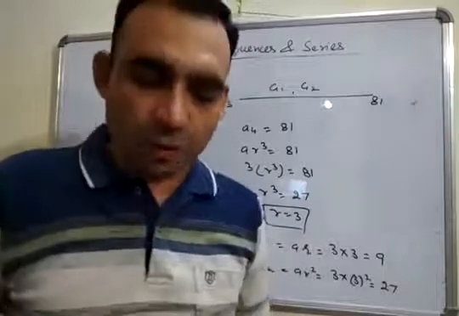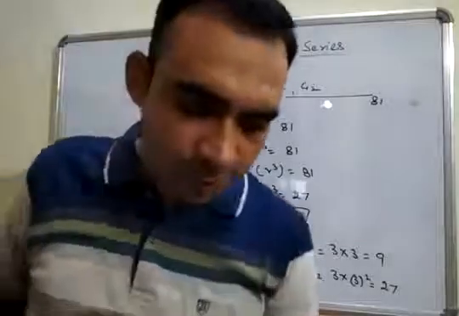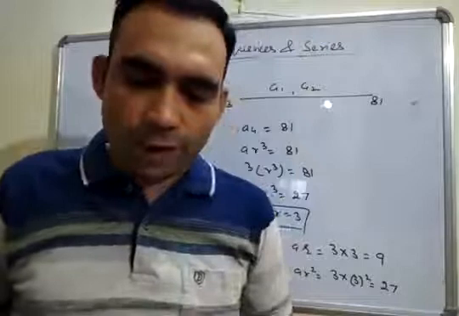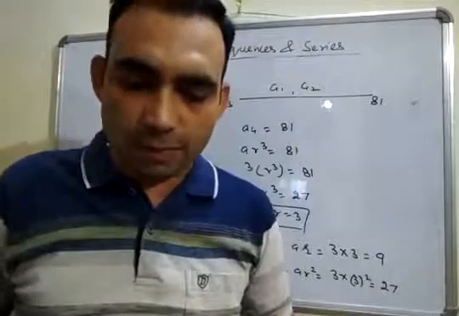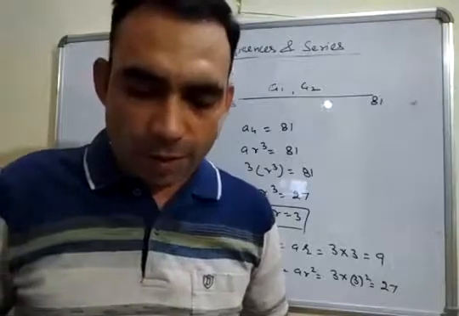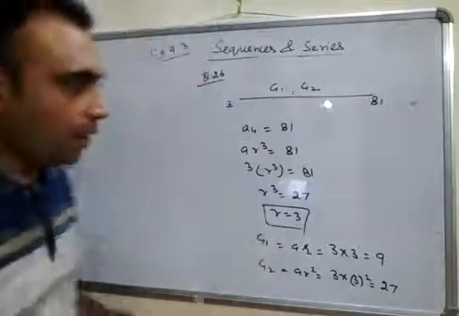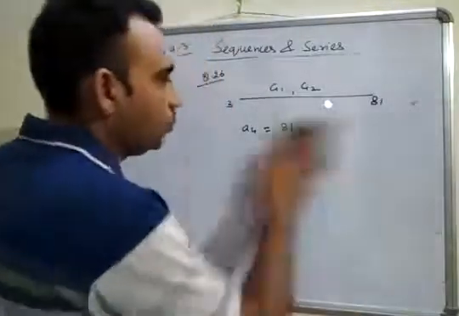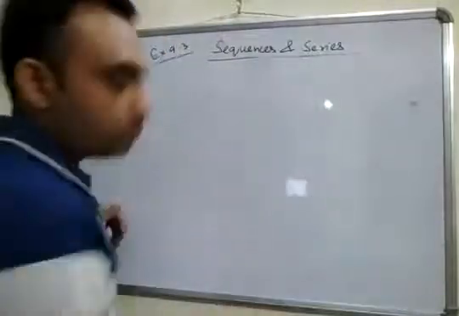Now another important question, question number 27. Find the value of n so that (a to the power n plus 1 plus b to the power n plus 1) upon (a to the power n plus b to the power n) may be the geometric mean between a and b. We are given two numbers a and b.